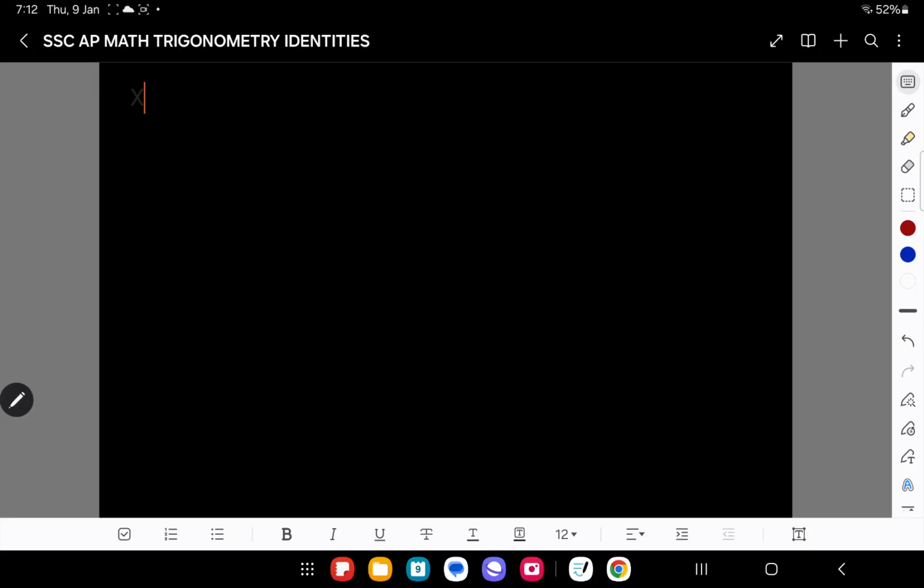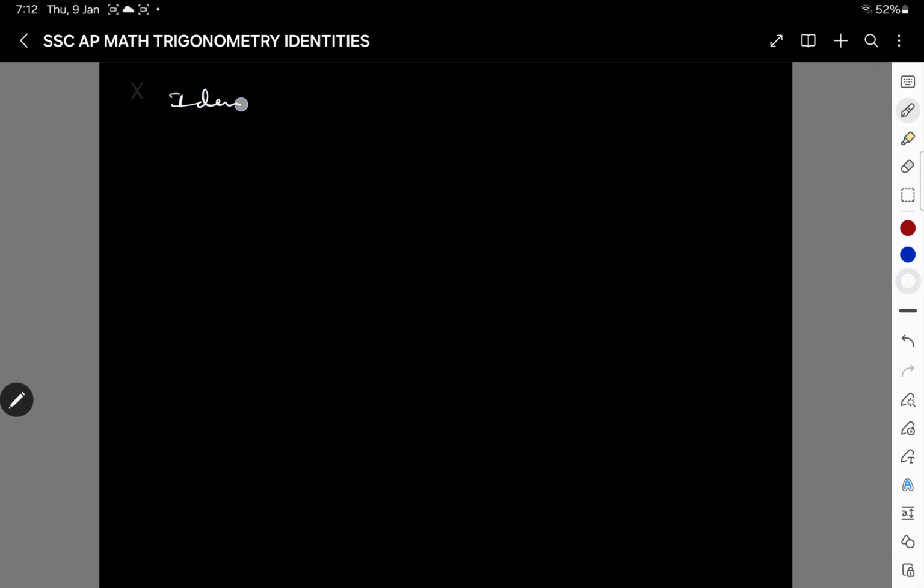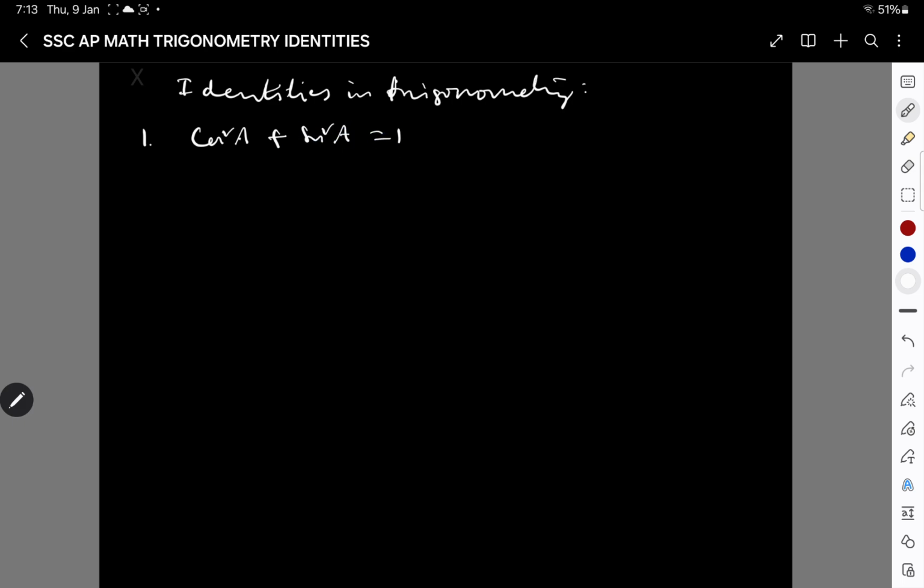Dear students, let us learn some applications of the identities that we have learned in trigonometry. These are, the first one is cos square A. We call it theta generally, but in the textbook it is given as cos square A plus sin square A is equal to 1.